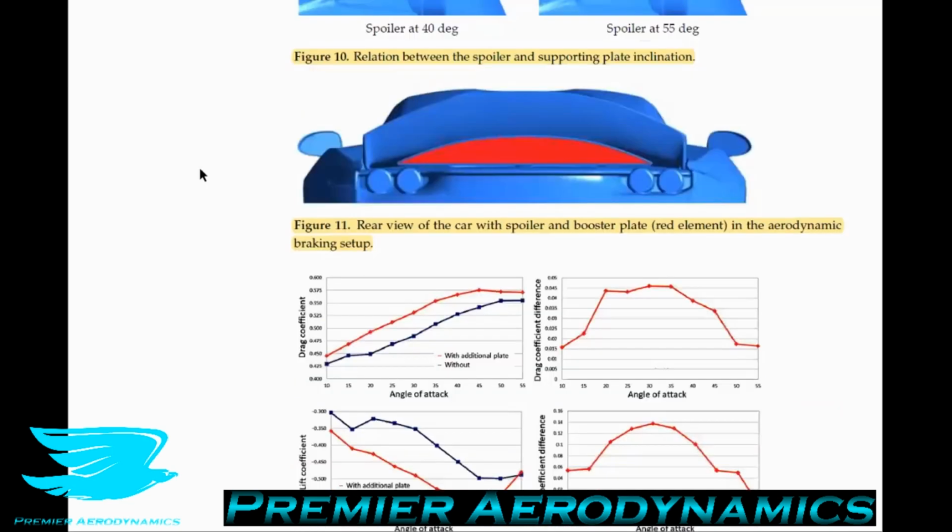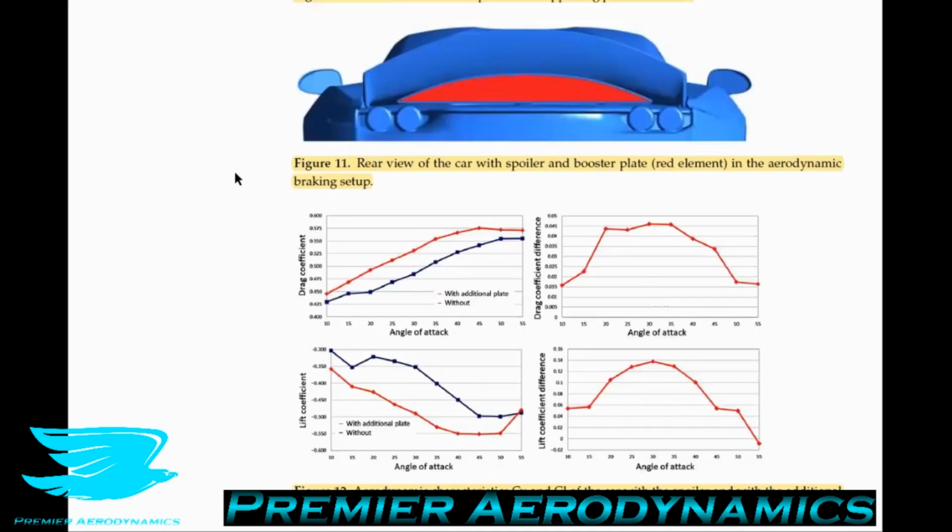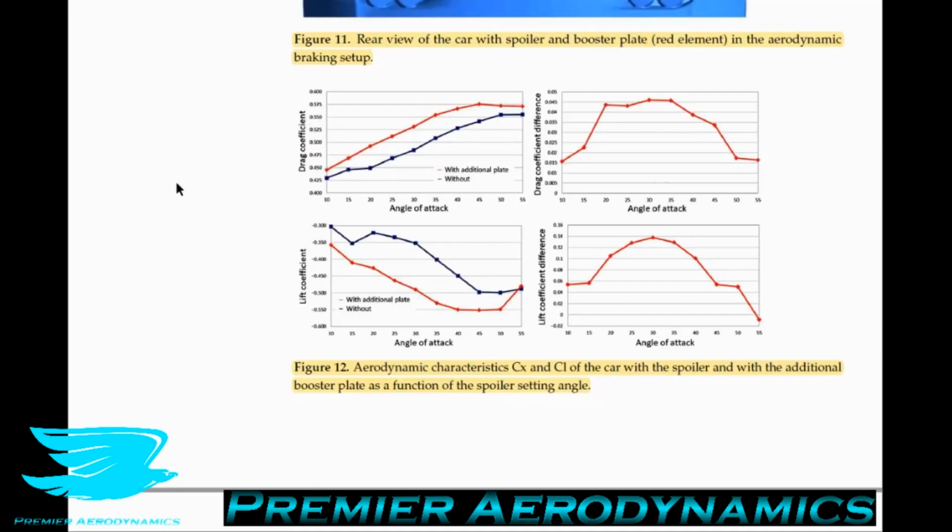The aerodynamic characteristics of the drag and lift coefficients of the car with the spoiler and with the addition of the booster plate as a function of the spoiler setting angle are shown in figure 12. In the diagram of figure 12, the angle specified as 10 degrees corresponds to the spoiler operating setting, providing minimum aerodynamic drag, while the setting angle of 55 degrees corresponds to generating maximum aerodynamic drag during braking, which is good because you want to throw off as much speed as possible in the corners to be able to slow down quickly and go around them and speed it back up. And you can also go into the corners faster because you can brake quicker, which can increase your overall speed around the track.